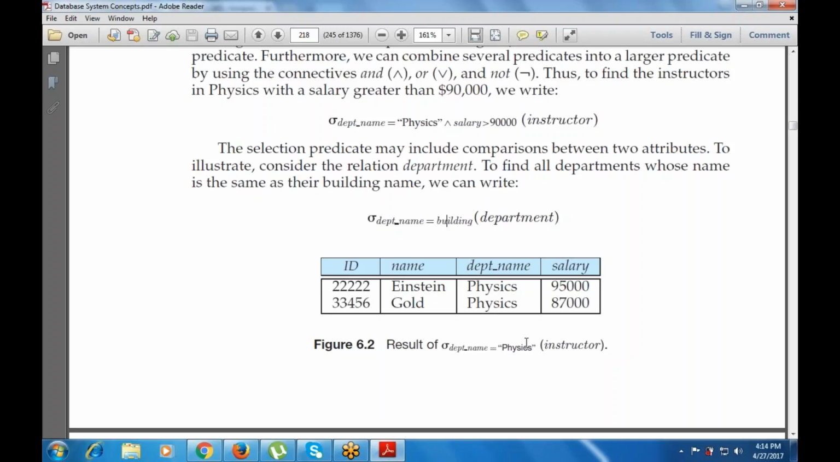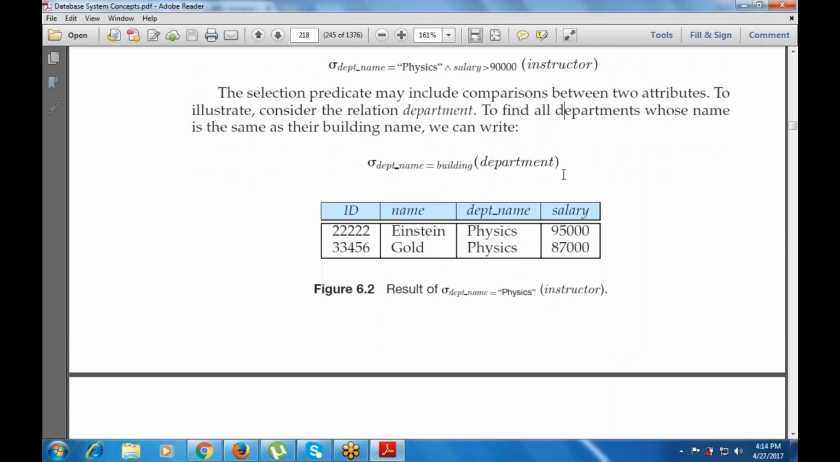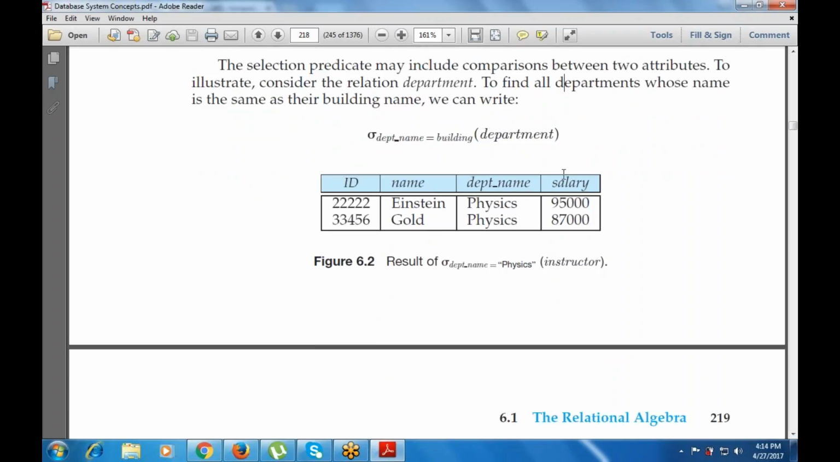So the selection predicate includes a comparison between two attributes. To illustrate, consider the relation department, to find all the departments whose name is the same as their building name. We can write department name equals building, department.